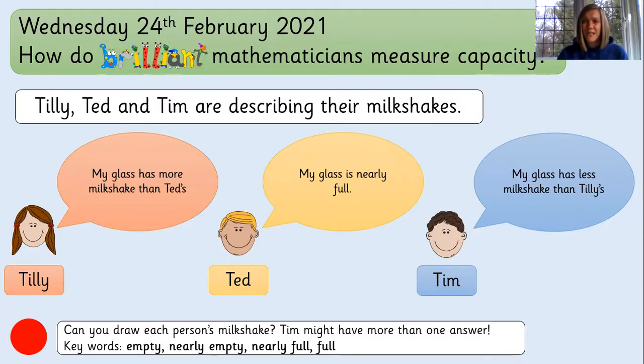So I want you to have a think. Can you draw each person's milkshake? I would start with Ted, because he's got one of those key words there, nearly full. And just a top tip, that when you're working on Tim's milkshake, there could be more than one answer. So if you're going to have a go at the red challenge, pause it now and have a go.